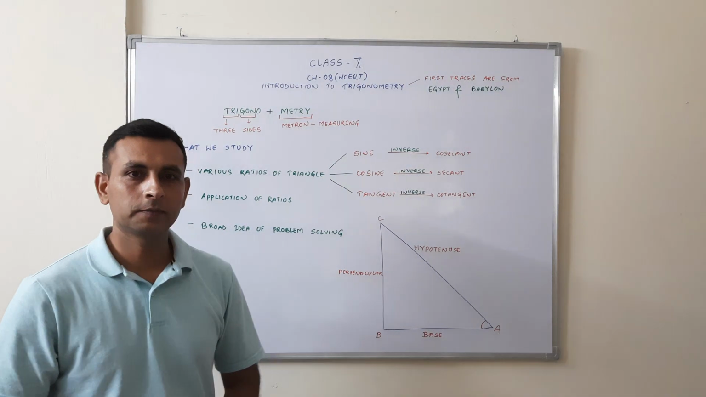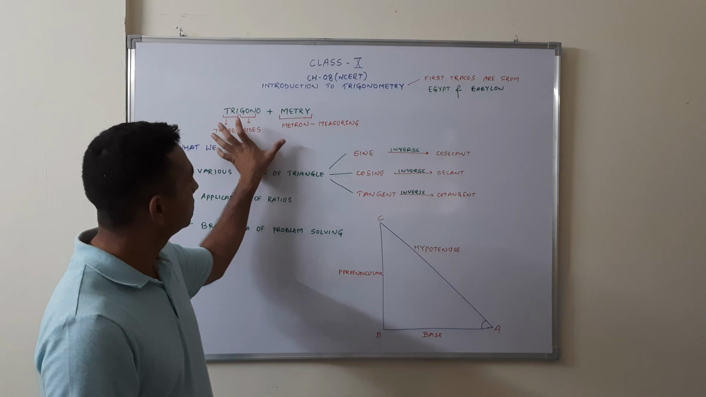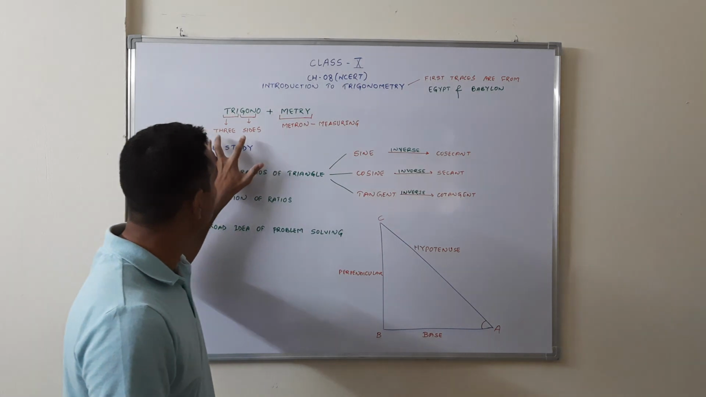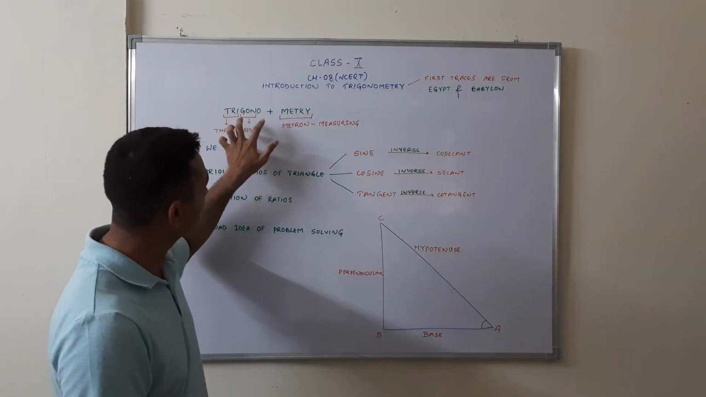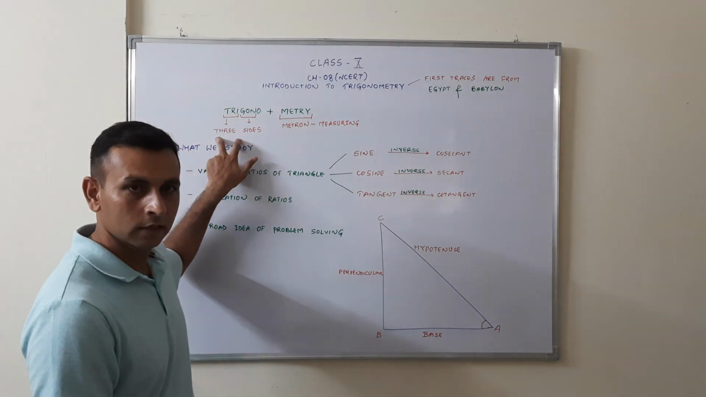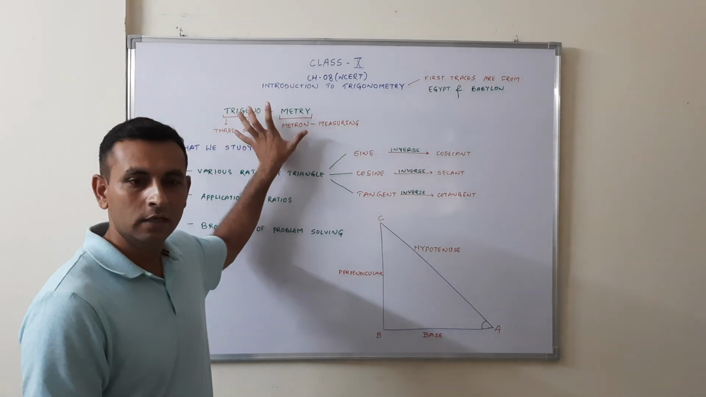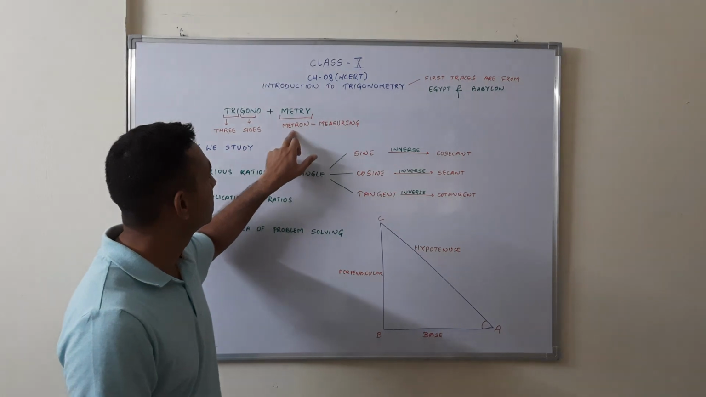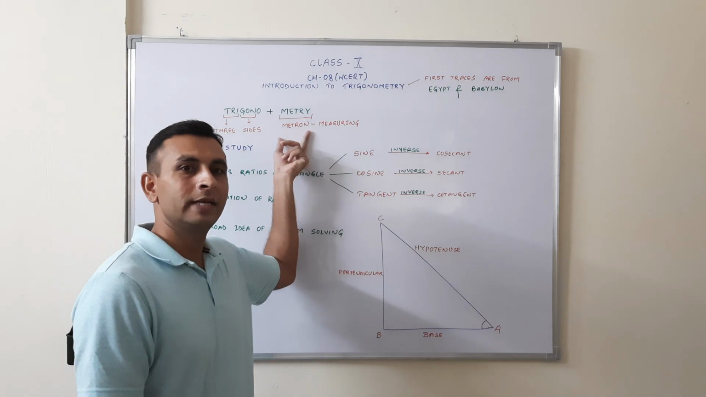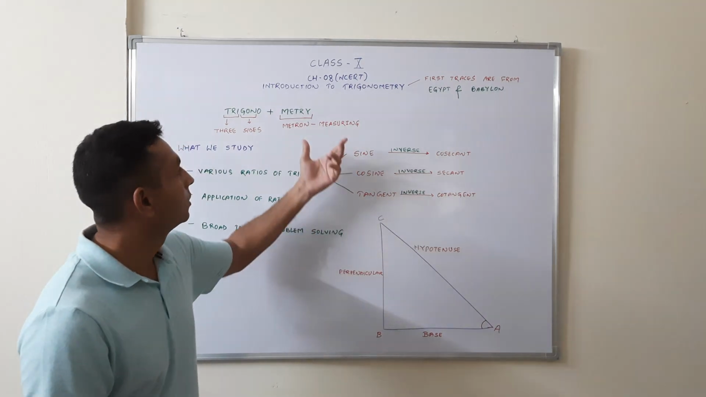What is trigonometry? It is nothing but the combination of three different small words: trigono, tri, gon plus metri. This tri means three. Gon means side. This is basically a Greek phrase. Metri comes from metron. That is nothing but the measurement. That is nothing but measuring.